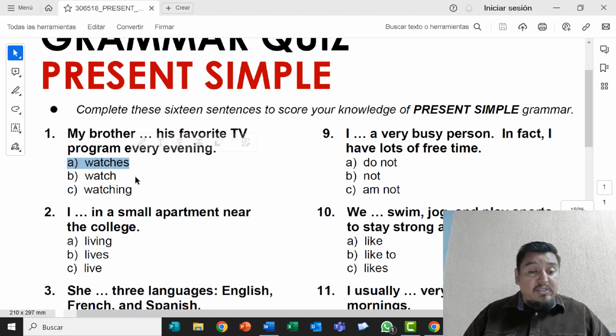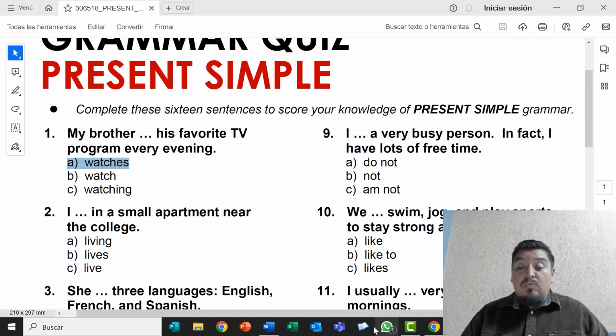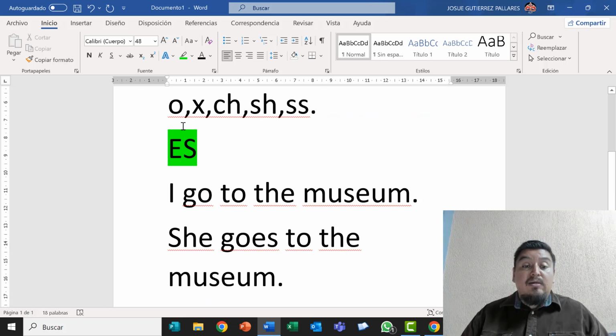Why? Very simple. Because this is a third person, this is present simple, this is affirmative form, and the ending verb is ch. Rule number 2. Look, O, X, CH, SH, or double S. Nice. Let me give you another example.